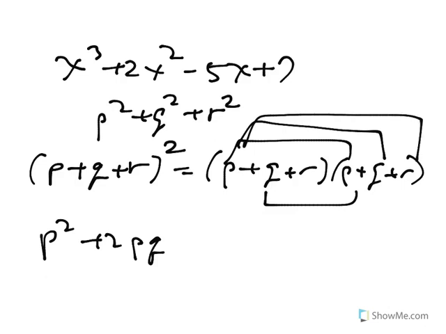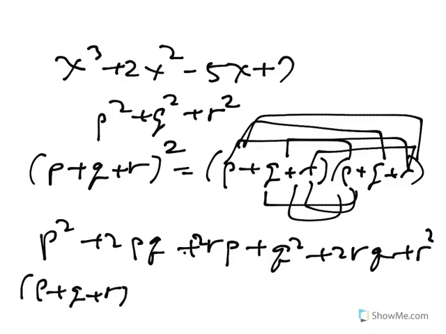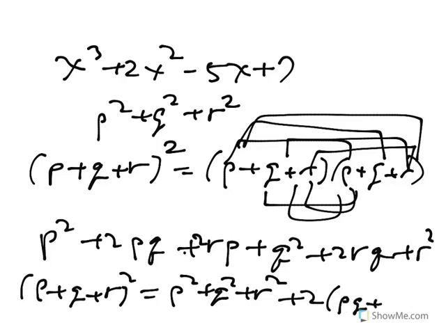There's also going to be a pr and an rp, so 2rp. This is going to be a q squared and a qr and an rq. And finally, the 9th one is r squared. So I would get (p plus q plus r) squared is equal to p squared plus q squared plus r squared plus 2 times (pq plus pr plus qr).